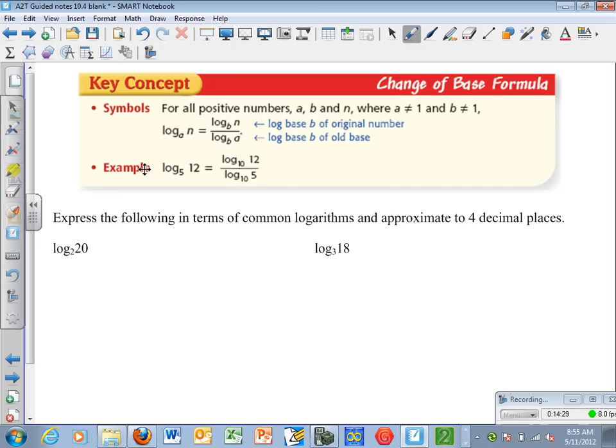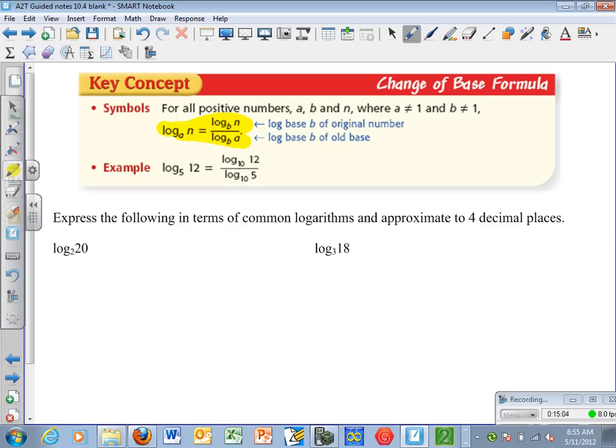All right, last thing here in this lesson, the last topic, is the change of base formula. Here's what it says. If we're dealing with a base other than 10, we can't use our calculator unless they give us the approximate logs, like they did in the last lesson. So we want to be able to change it to base 10, so that we can use our calculator.